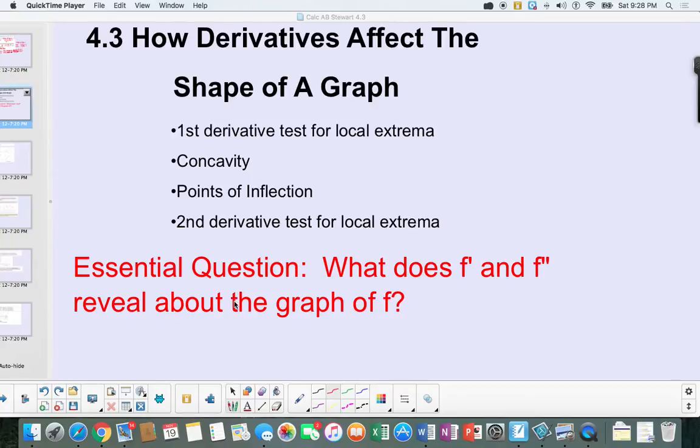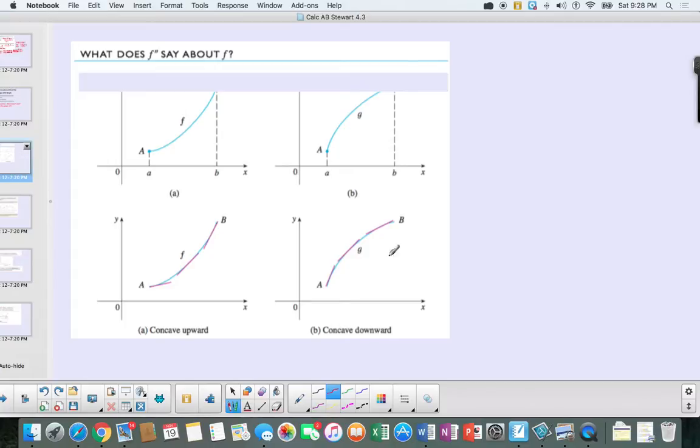4.3, how derivatives affect the shape of a graph. Essential question: what does the second derivative reveal about the graph? Let's take a look at this picture.